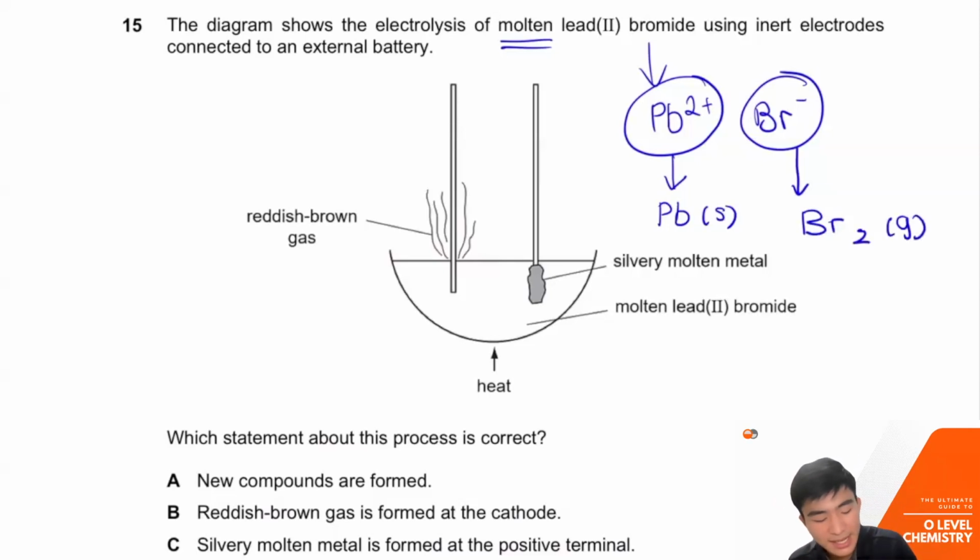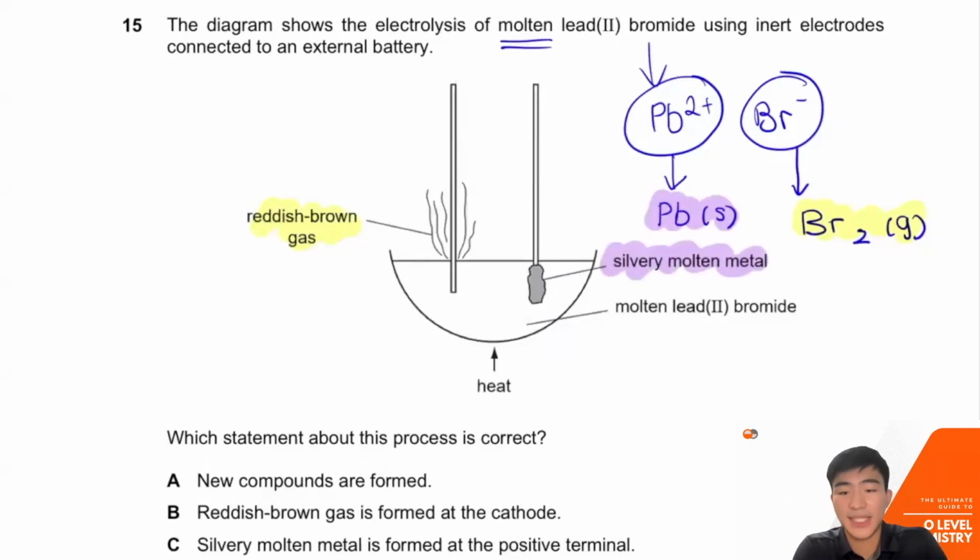Now, bromine gas, it turns out this is a reddish-brown gas over here. Then you can see this is going to be the silvery molten metal that we see over here. So how do you work out which is the positive or negative electrode? Can you see over here, Br2?